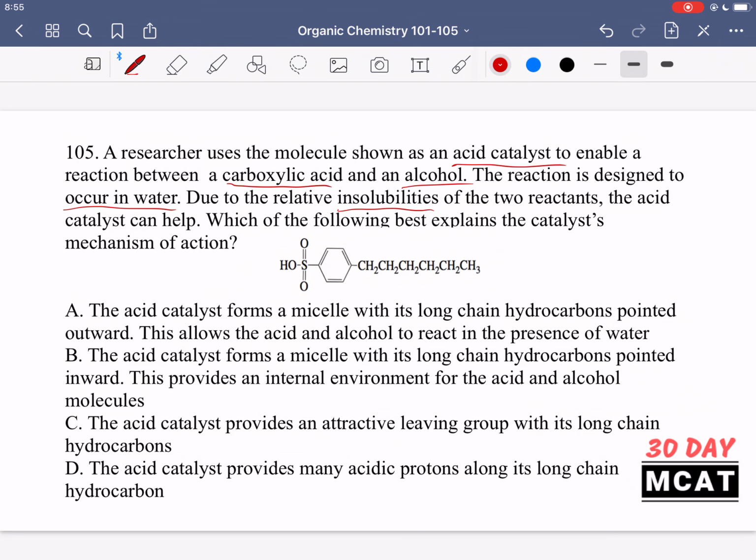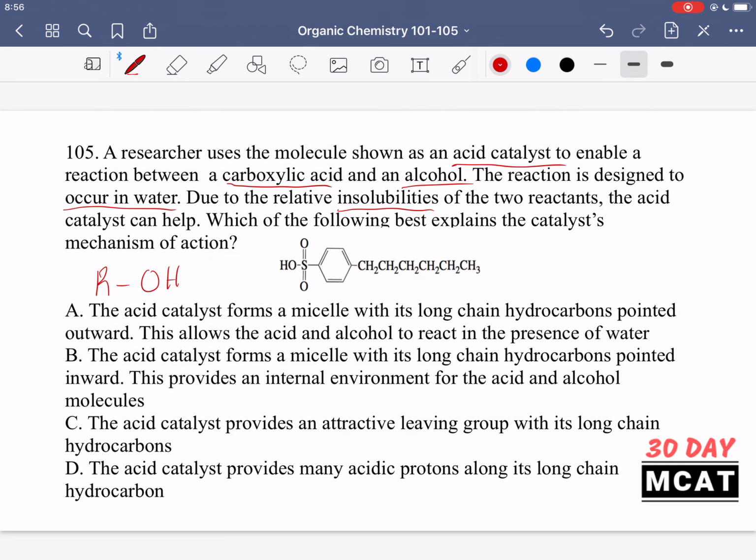an alcohol can just be any ROH, right? So if we have an ROH where the R is very long, like a lot of carbons, then we have something that's very nonpolar. So overall, it's not really soluble in water. Same thing goes for the carboxylic acid. So we have reactants that are not really soluble in water, but we're still trying to carry out the reaction in water. And an acid catalyst would definitely help this reaction take place. Some protons are needed.